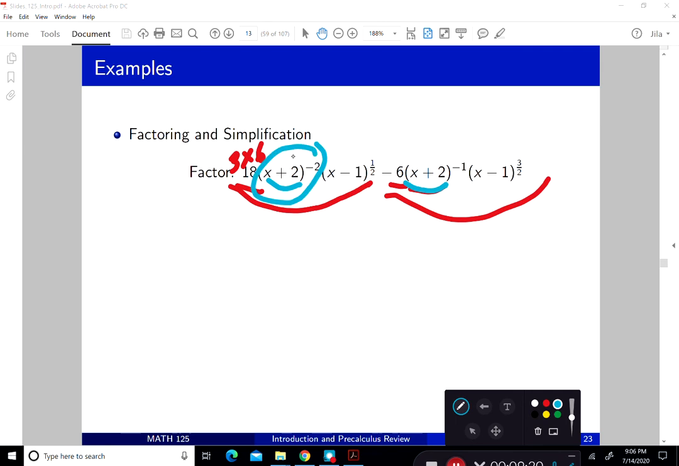lowest exponent. That's the factor to the lowest exponent. The next one to see is x minus 1, and x minus 1 to power 1/2 or 3/2. This one again is the lowest exponent. And so I end up with 6 times (x plus 2) to power negative 2, (x minus 1) to power 1/2, as the factor.